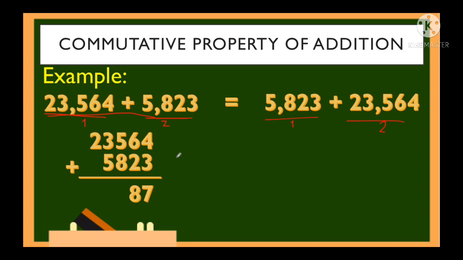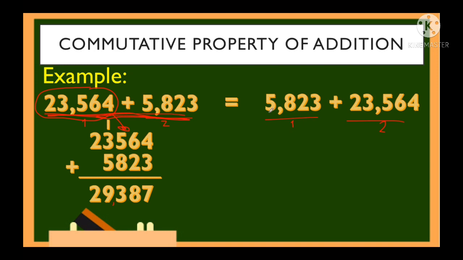Yes, very good. We have 13, and 3 we'll put here and 1 will go up there. 1 plus 3, 4. 4 plus 5, 9. Very good. And then 2 we just copy. So in this order of numbers, we have the answer 29,387. Okay, take note, our left or our first number is always the upper part.